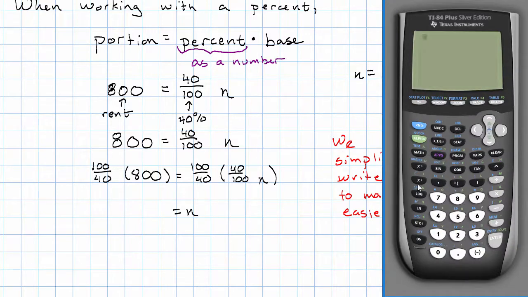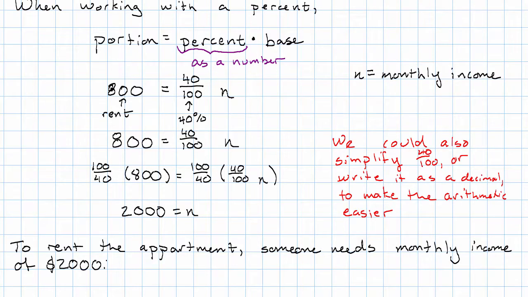So, to simplify the left-hand side, 100 over 40 times 800 is 2,000. In other words, to rent the apartment, someone needs to have a monthly income of $2,000.